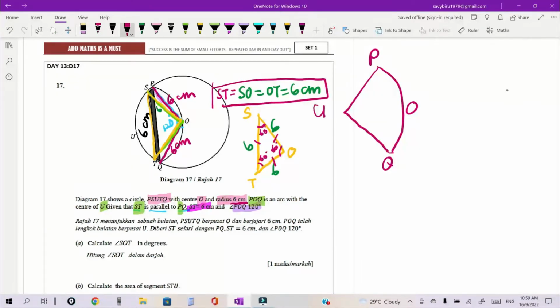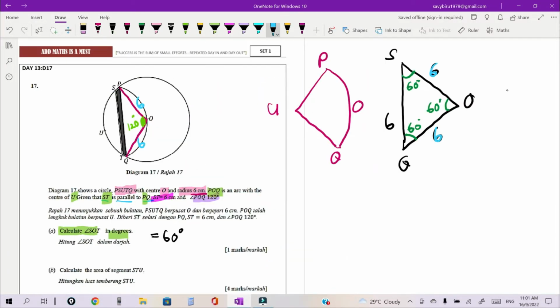So the first question asks you to calculate the angle SOT in degrees. So angle SOT is 60 degrees. Done.